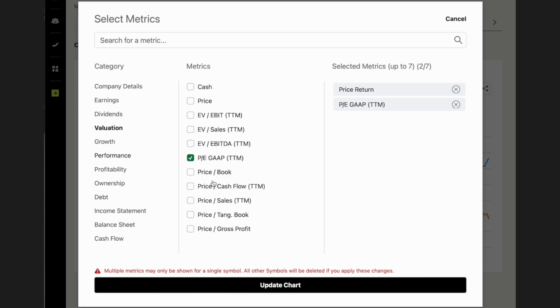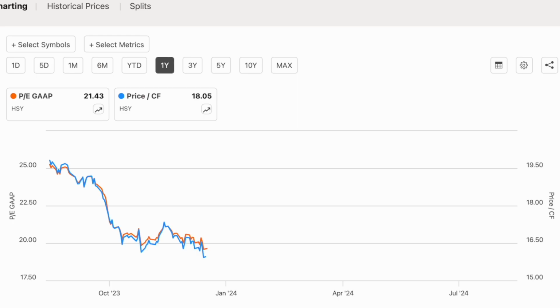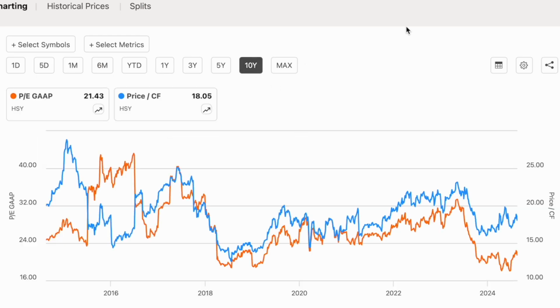So if I go price to earnings, price to cash flow, I remove price return, update my chart, click 10-year, and here we are. And you can kind of see right off the bat that the price to cash flow, which is in blue, and the price to earnings especially, look quite a bit lower than maybe their average has been over the 10 years. Well, maybe not so much price to cash flow, but definitely price to earnings, because it's trading at about 21, where for most of this time, it was trading in the high 20s, over 30. And so it's back to the levels that it was at in 2018, 2019.